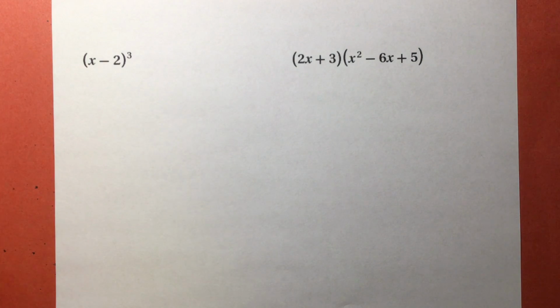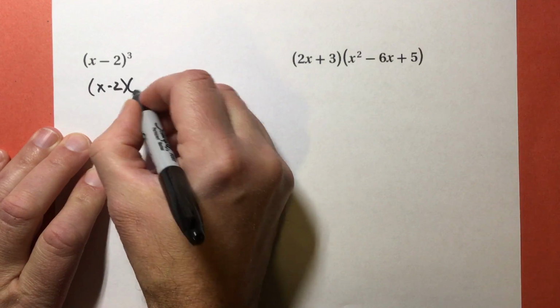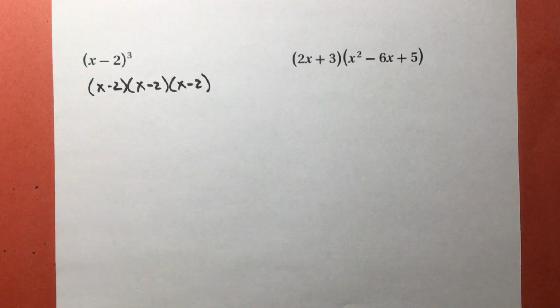All right, don't be fooled by this one. x subtract 2 to the third power. This means x subtract 2 times x subtract 2 times x subtract 2. 1, 2, 3. I mentioned this in an earlier video. I mentioned this before in class.